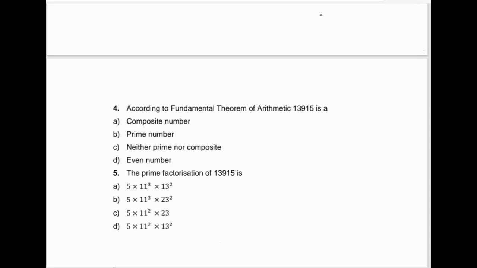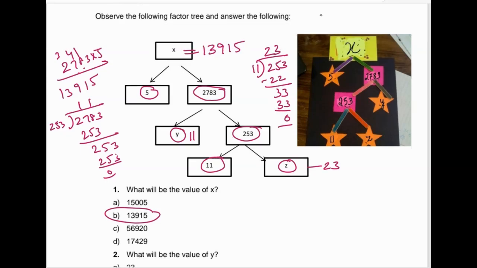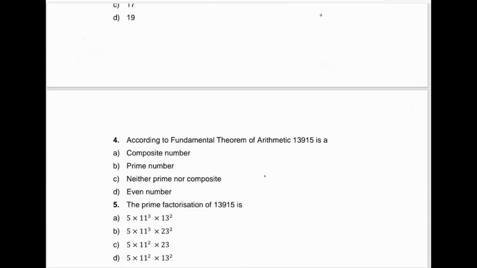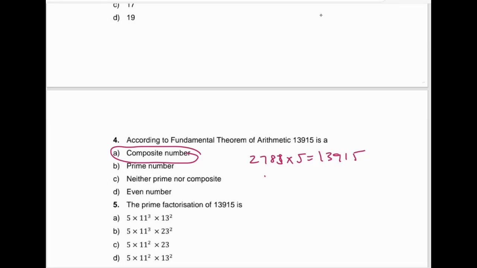number. Yes, it is a composite number because when you are multiplying the terms, 2783 into 5 gives you 13915. That means it is a composite number. It is a multiple of 5. It is a composite number.